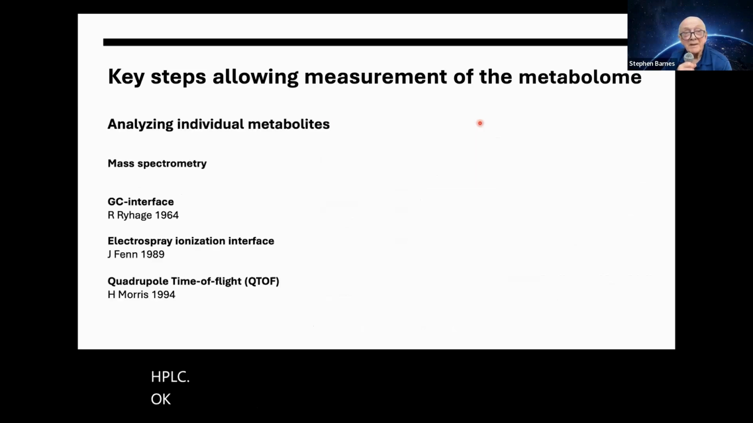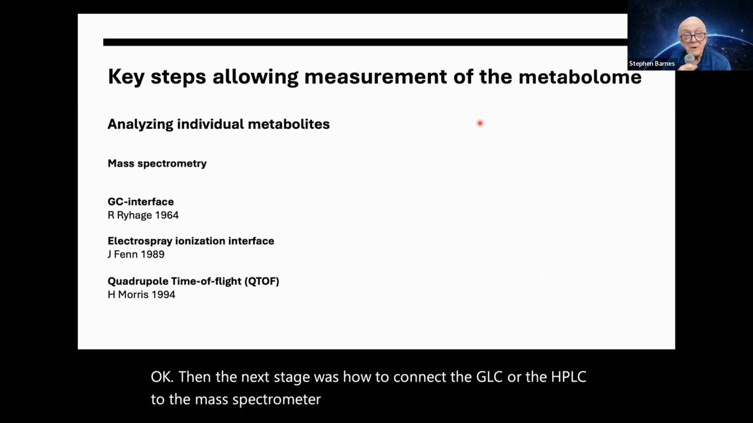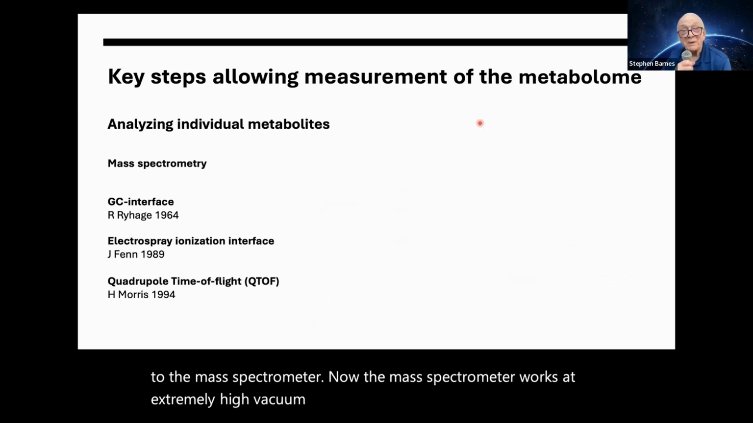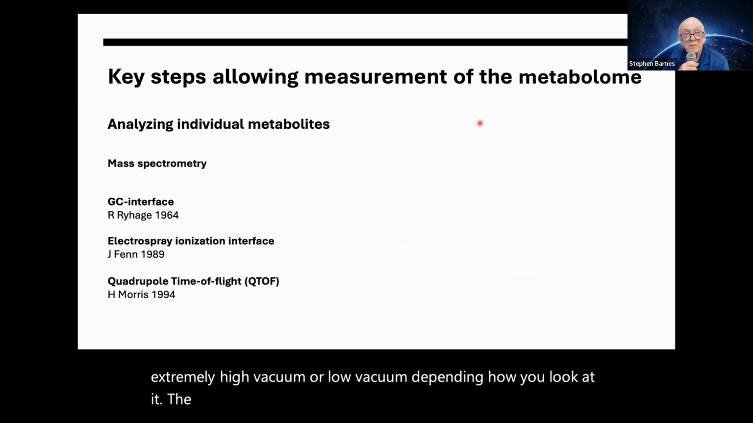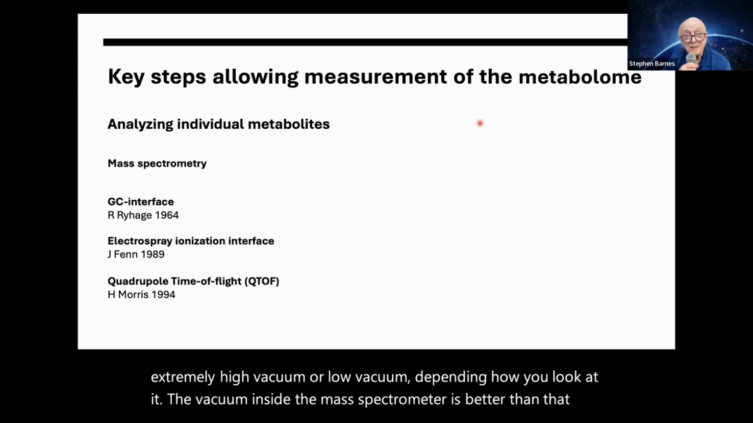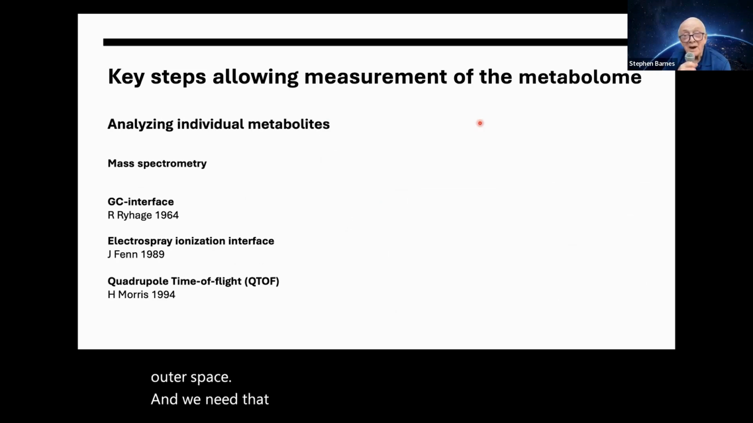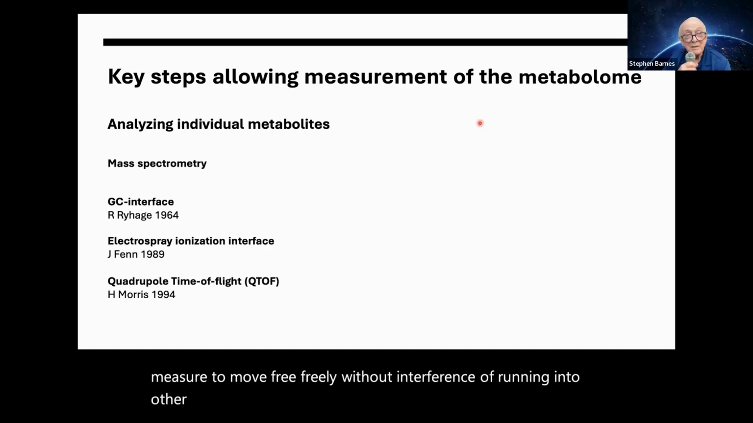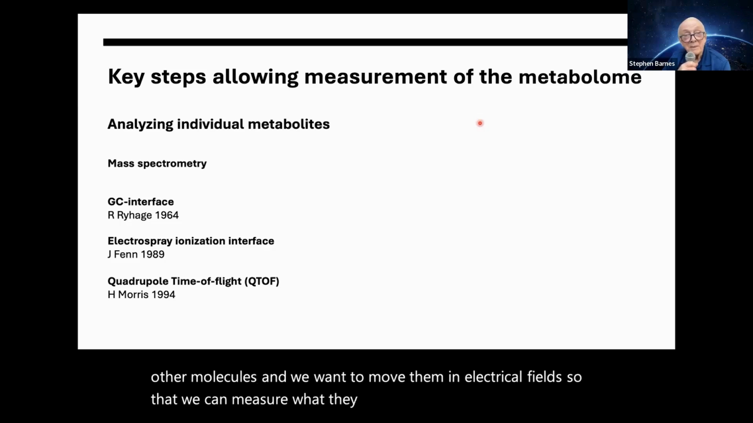Okay, then the next stage was how to connect the GLC or the HPLC to the mass spectrometer. Now, the mass spectrometer works at extremely high vacuum or low vacuum, depending how you look at it. The vacuum inside the mass spectrometer is better than that in outer space. And we need that because we want the ions that we're going to measure to move freely without interference of running into other molecules. And we want to move them in electrical fields so that we can measure what they are and how much they weigh.